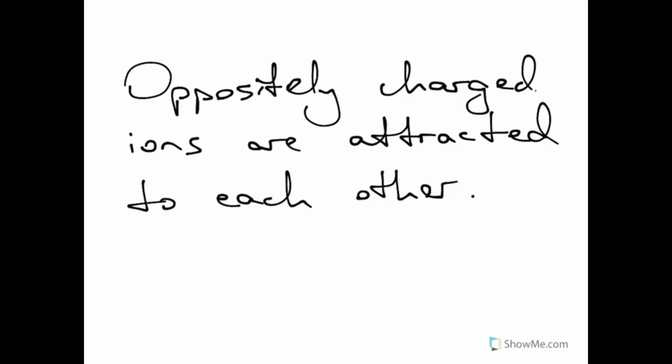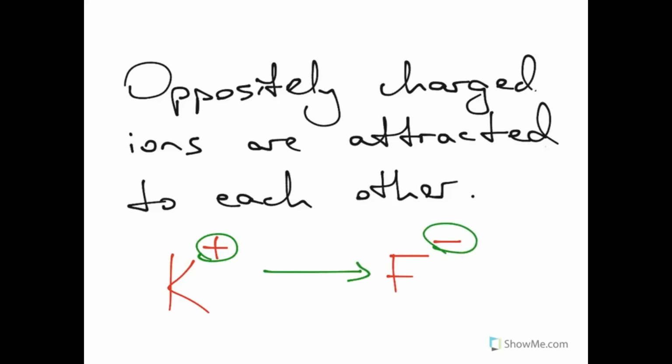Oppositely charged ions are attracted to each other. There is an electrostatic attraction between the two. So, from the previous example, when potassium lost its electron, it became the potassium ion. When fluorine gained that electron, it became the fluoride ion. Because potassium ion has a positive charge and fluoride has a minus, there is an electrostatic attraction between those two ions. This attractive force is what we call an ionic bond.